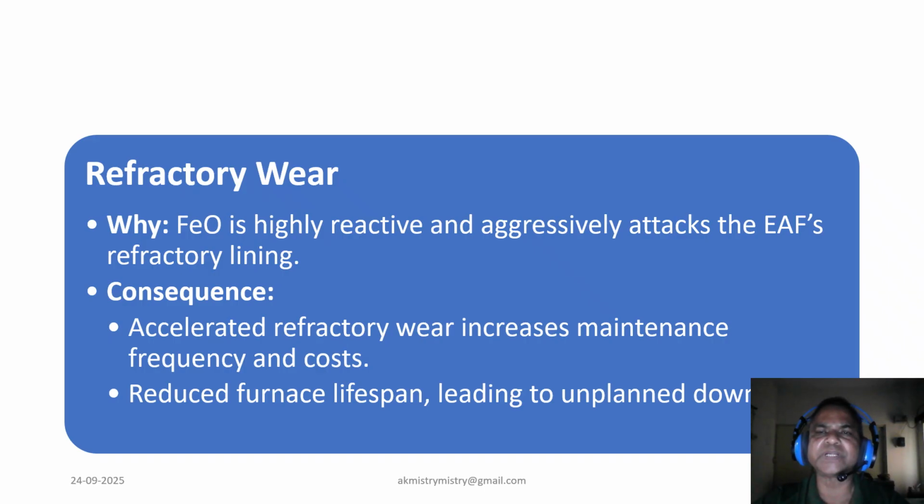Another consequence is refractory wear, and we can see that high FeO content also causes increased wear on the EAF refractory lining. The reason for this is that FeO is a highly reactive compound that aggressively attacks the refractory lining. The consequence is accelerated refractory wear, which increases the frequency and cost of maintenance and reduces furnace lifespan, and which can lead to more cost and unplanned downtime also. Because if the refractory decays at a faster rate, there is development of more hotspots, and if those hotspots cannot be taken care of properly, then that gets converted into a bigger shutdown.